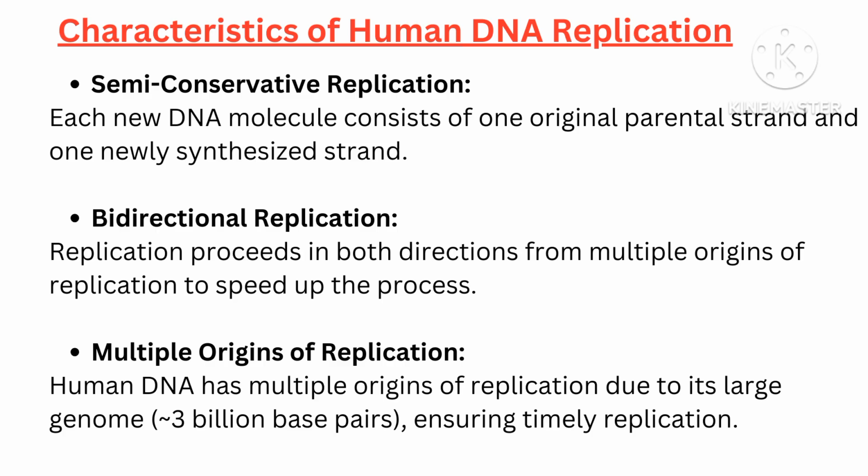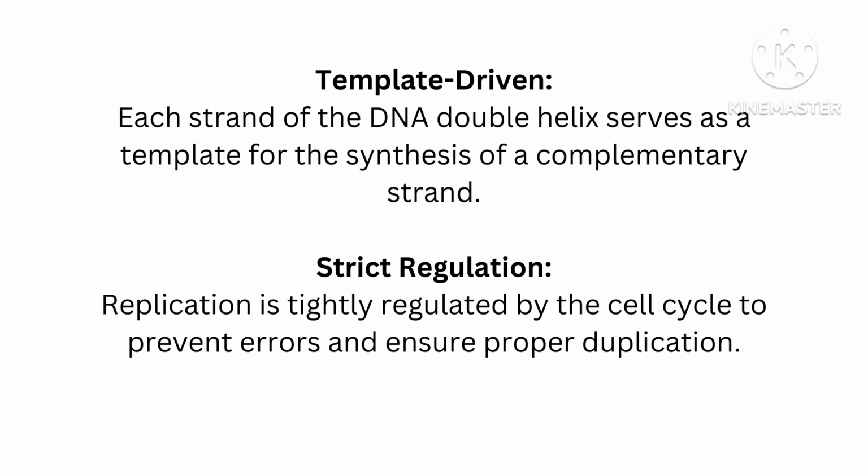Multiple origins of replication. Human DNA has multiple origins of replication due to its large genome, 3 billion base pairs, ensuring timely replication. Template-driven. Each strand of the DNA double helix serves as a template for the synthesis of a complementary strand. Strict regulation. Replication is tightly regulated by the cell cycle to prevent errors and ensure proper duplication.